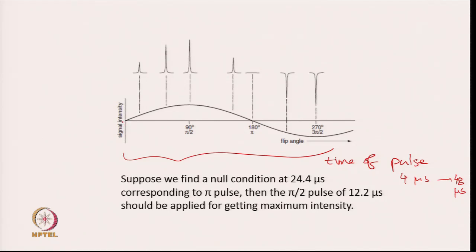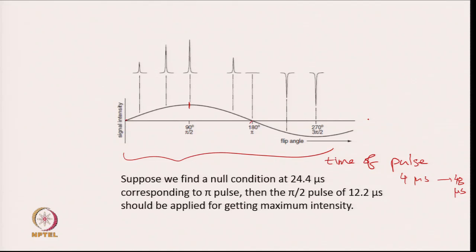So, initially, the time corresponding to a 0 degree pulse, you will get no signal, but as the time increases, your intensity will increase, and at a 90 degree pulse you should get maximum signal, that is what you expect. At 180 degree you should get 0 signal, and again at 360 you should get a 0 signal.